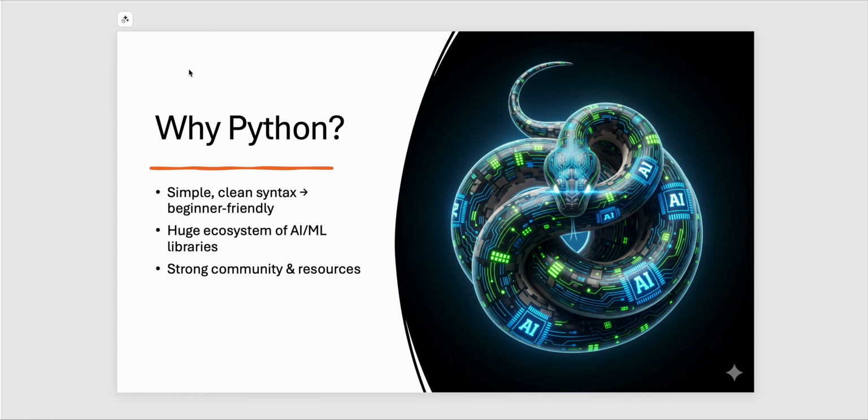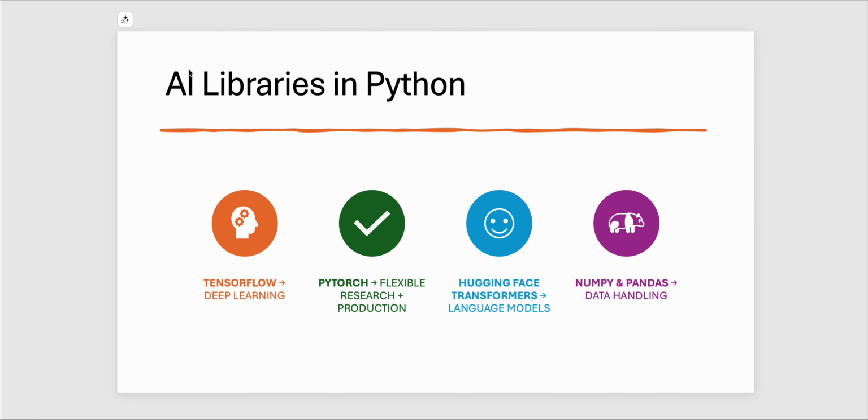So, why Python? The answer is simple. Python is the language of AI. It's easy to learn, has a clean syntax, and most importantly, it has an incredible ecosystem of libraries and frameworks built specially for AI and machine learning. Libraries like TensorFlow, PyTorch, and Hugging Face Transformers make it possible to train and use powerful AI models with just a few lines of code. Python also has amazing data handling tools like NumPy and Pandas, which help manage the massive datasets that AI needs.